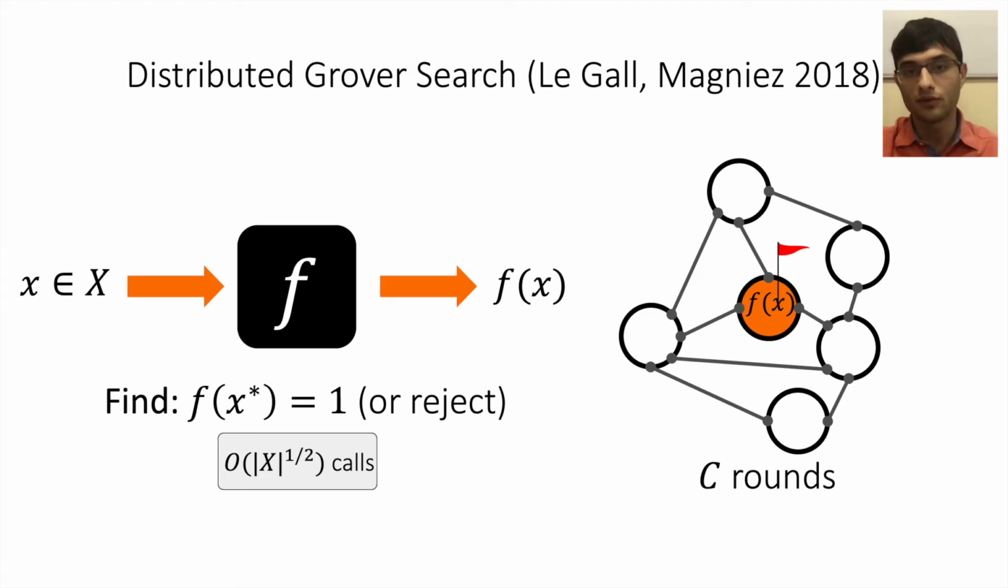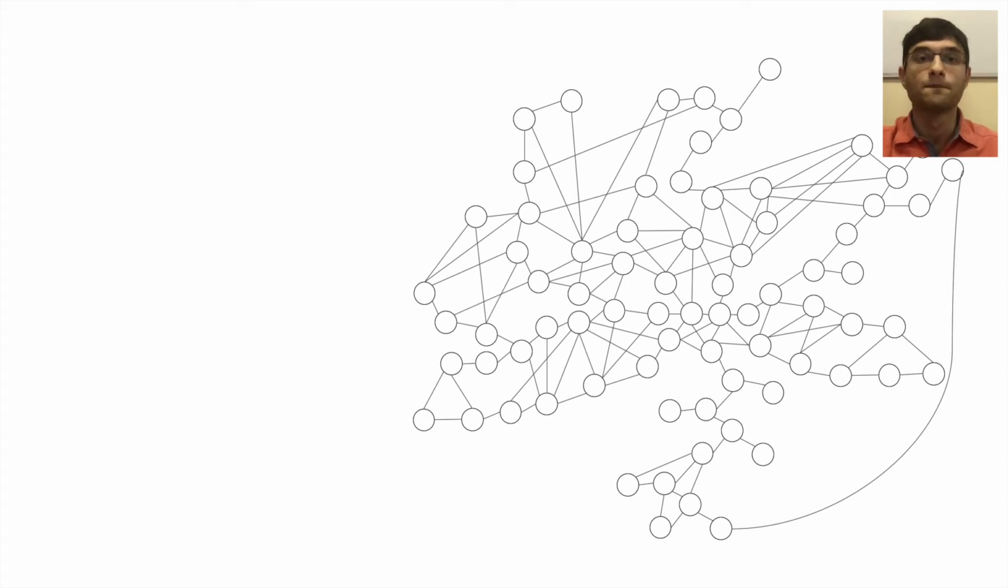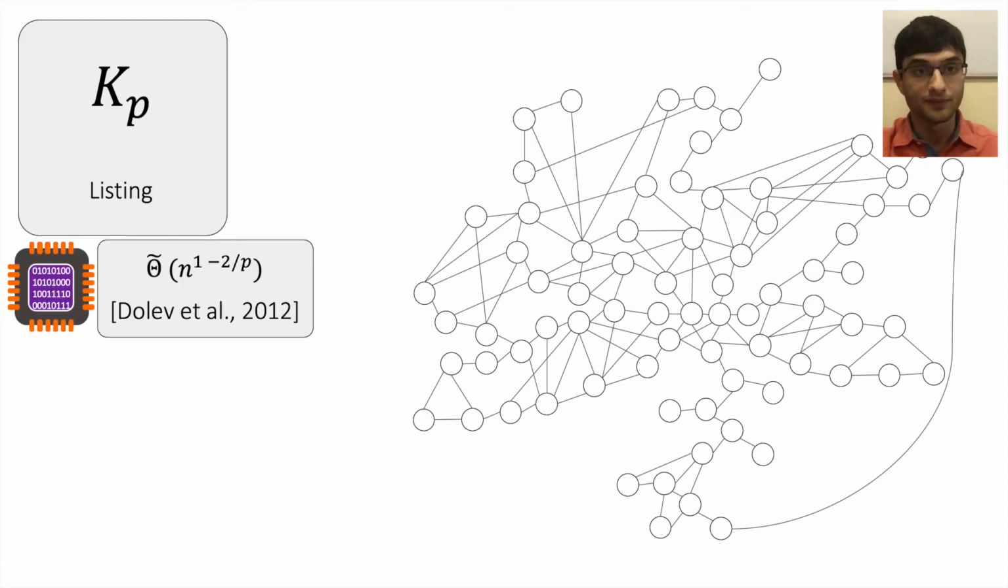And then the leader node can, using such a tool, run the Grover search locally to find such an x star, and the number of rounds that it takes is the number of rounds it takes for a query of one result, which is c rounds, times square root of the size of the domain. This is distributed Grover search, an adaptation of the well-known Grover search to the distributed setting. Okay, so how does it work in our setting? We start with an algorithm for listing cliques of size p for some value p, for example 4.